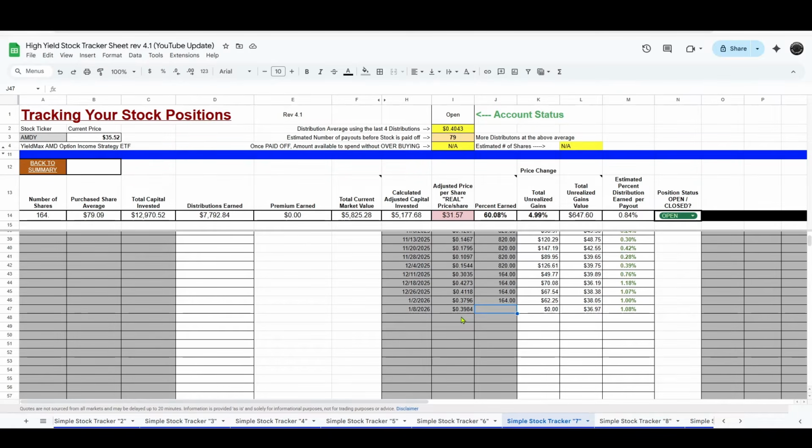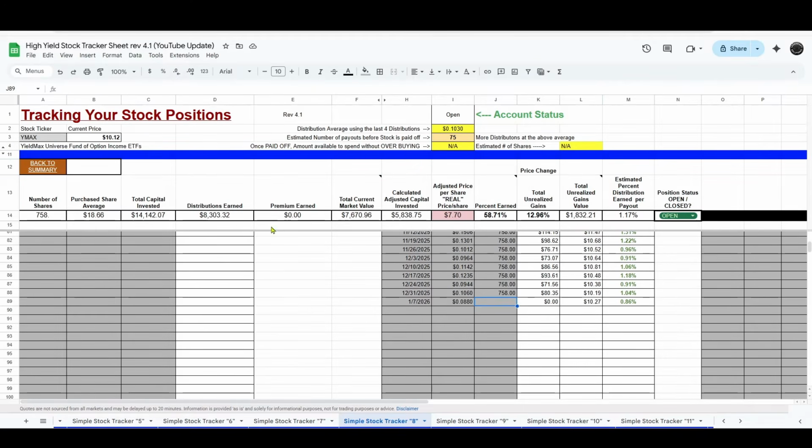And how many shares do I have? I have 164 shares. So my real price per share of $31.57 now becomes $31.17. Current price of $35.52 means that if I were to sell all my shares at the current price, I'm going to make 712 bucks. For YMAX, we earned 8 cents on this one.